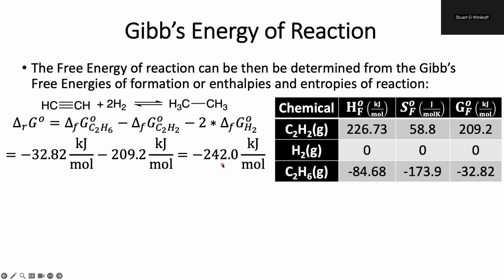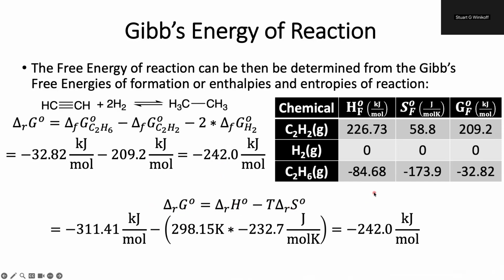But another way we can go ahead and determine this is by taking the Gibbs free energy of reaction, using the enthalpy of reaction and the entropy of reaction. So in this case, we can find the enthalpy and entropy of reaction by using the difference in their formations, like we saw earlier, both last chapter and this chapter.